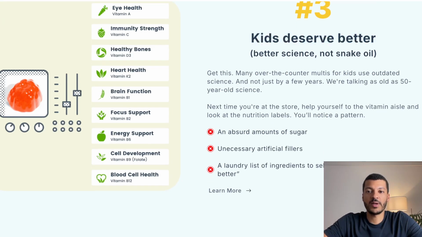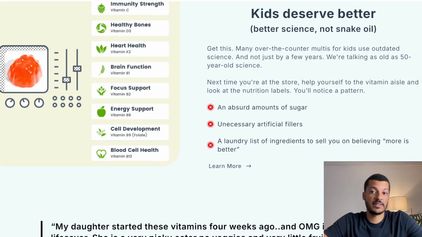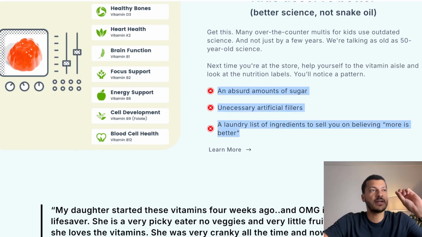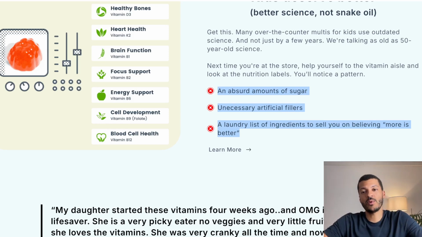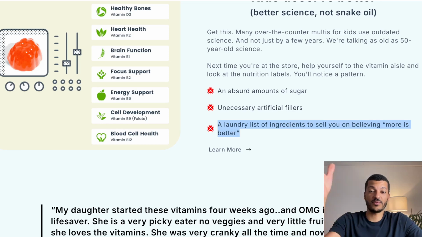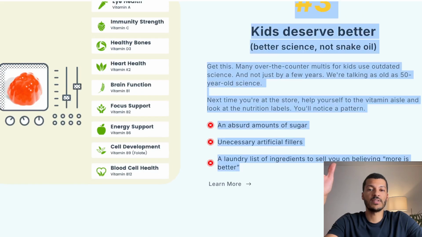Kids deserve better science, not snake oil. This is also a common solution, it seems, that doesn't work. And all the things that people think of with vitamins, right? They think, oh well, there's a lot of sugars in it, fillers, all sorts of ingredients that I don't know what they are, what they do. I don't want that for my kid. It's without all of this, right?